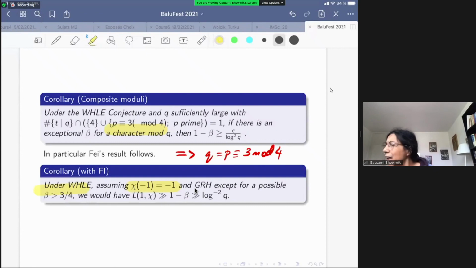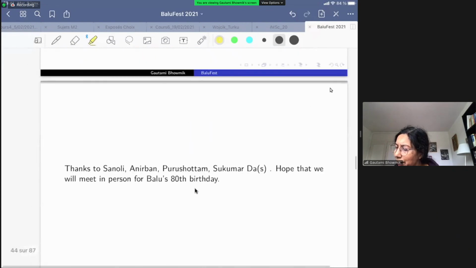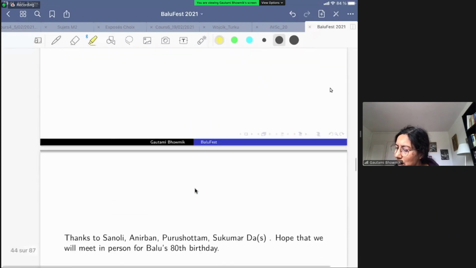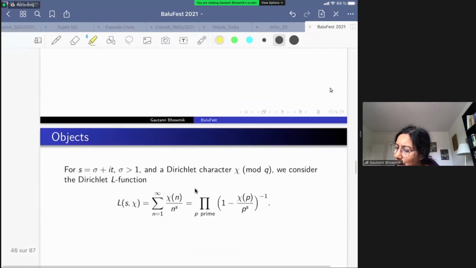Yeah. So having said all this, you are probably somehow frustrated because these results, as you see, everything I've given in yellow, have lots of assumptions. The weak Hardy-Littlewood, chi of minus 1 equal to minus 1, etc. So is there any hope?